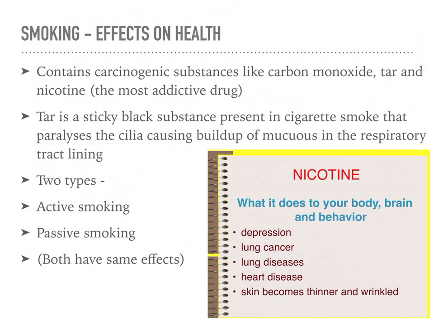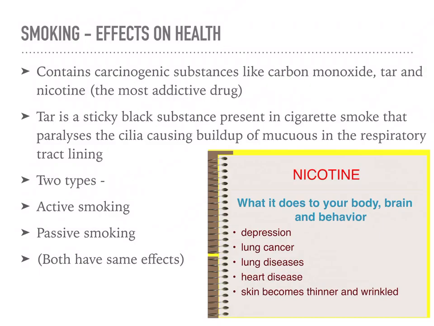Tar is a sticky black substance present in cigarette smoke that paralyzes the cilia, or rather stops it from beating entirely. Now, when the cilia is stopped from beating, it is not able to move the mucus up the throat and into the nose so that it can be expelled. When it doesn't beat, the mucus does not go out of the body. So there is a buildup of mucus in the respiratory tract lining.